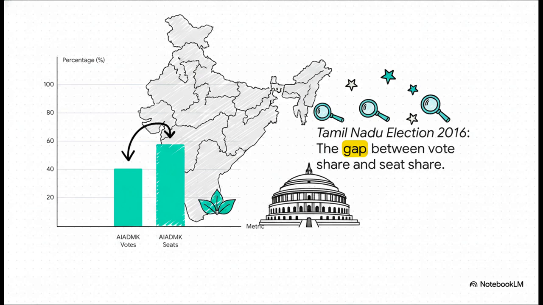They walked away with 58% of the seats, giving them a huge majority. That gap right there between how many people voted for you and how much power you get, that's the central trade-off of the FPTP system.